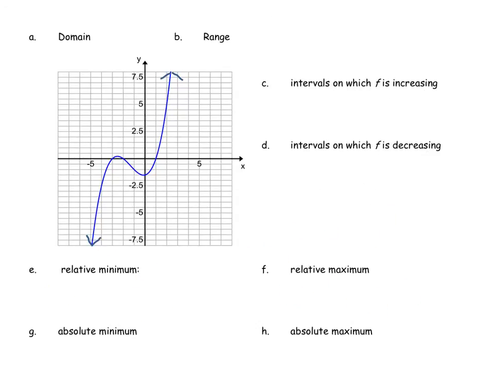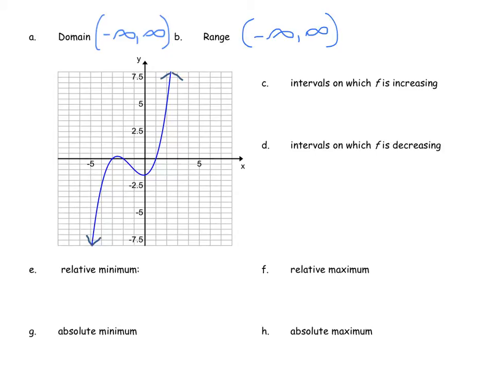Okay, another example, this one from the cubic family. The domain, since there's an arrow on the left and an arrow on the right, would be -infinity to infinity. And the range, from the bottom to the top, would also be -infinity to +infinity.